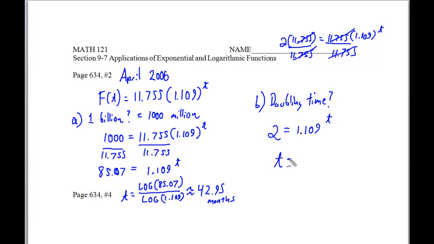So to find t, your 2, which was plugged in for your answer, is going to be log of 2 divided by log of 1.109, and this will give you approximately the doubling time if Facebook was growing this fast. Facebook would double every 6.7 months. So roughly every 7 months, Facebook would double if it was growing at a 10.9% growth rate.